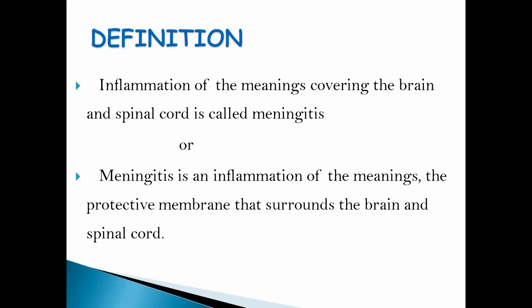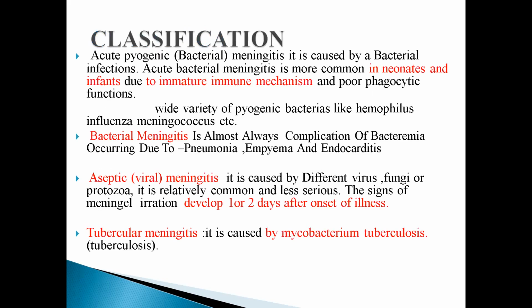Inflammation of the meninges covering the brain and the spinal cord is called meningitis. Itis means inflammation. Here, it is the inflammation of the meninges covering the brain and the spinal cord. We can see one more definition for meningitis. Meningitis is an inflammation of the meninges, the protective membranes that surround the brain and the spinal cord. So next we'll see the classification of meningitis.